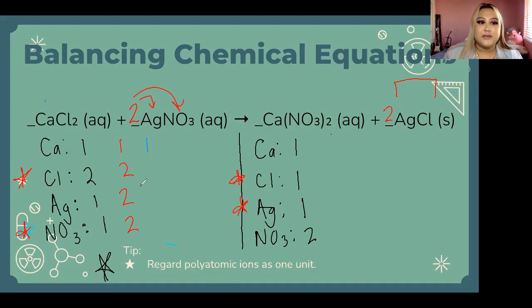So checking back, we have 1 Ca, 2 Cls, 2 Ags, 2 nitrates, 1 Ca, 2 nitrates, 2 Ags, and 2 Cls. So they all match up. So this is balanced. Any questions on how we did that?